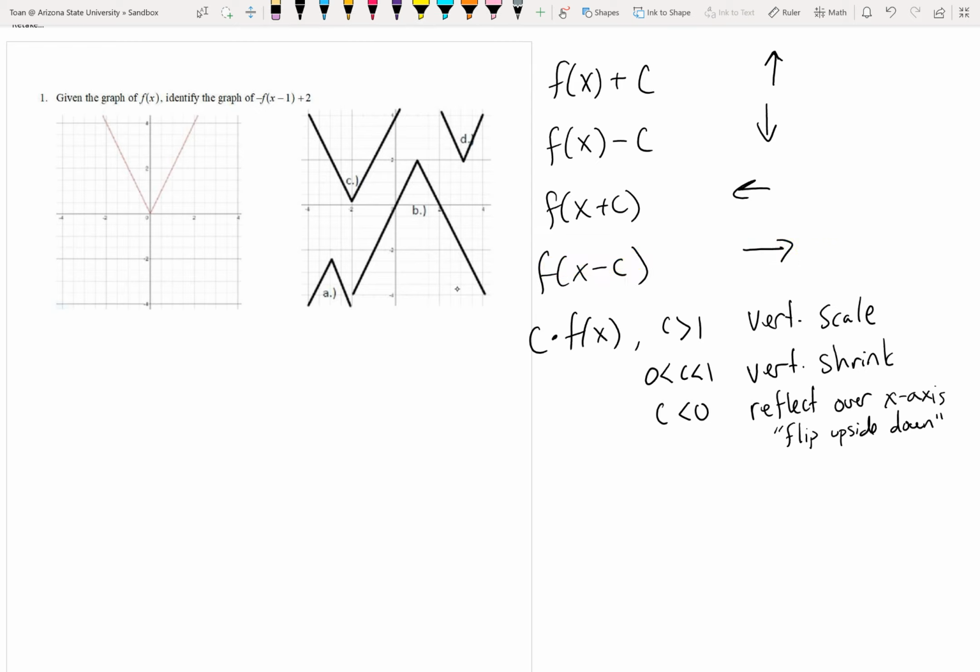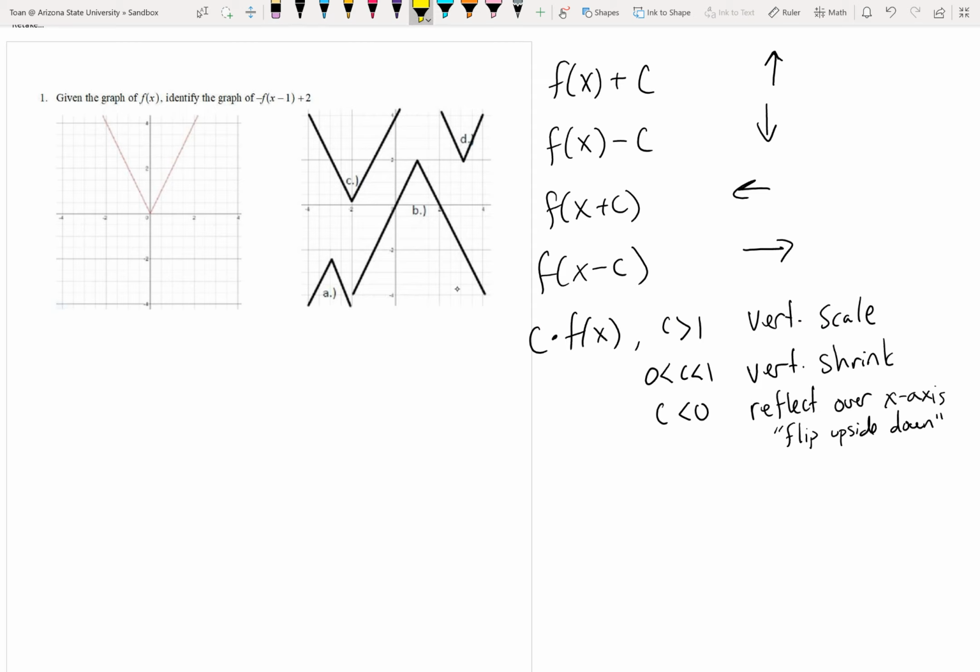Now, if you multiply a function by a number, what happens depends on what that number is. If that number is bigger than 1, you're going to scale the graph vertically. What that means is, for any graph, in our case, it's an absolute value, so it looks like a V. If I multiply by a number that's bigger than 1, it stretches the graph vertically up. So it looks narrower, looks skinnier. So that's what this highlighted line means.